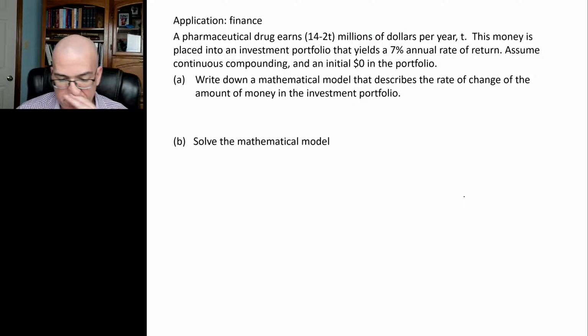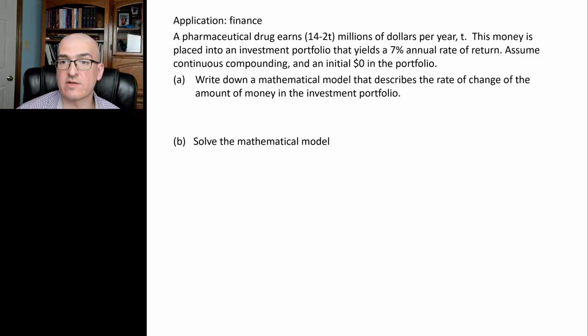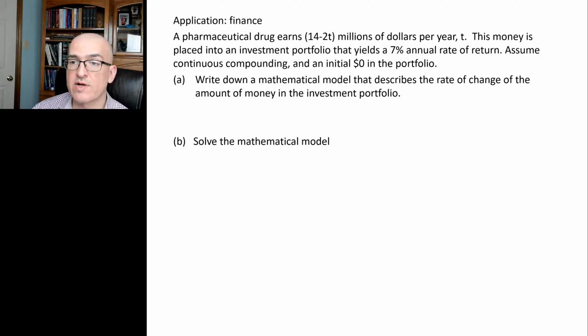Okay, here's another one, another type of model. We have a pharmaceutical drug that's earning some amount of money per year, 14 minus 2t, millions of dollars per year. The money's put into an investment portfolio that earns a 7% annual rate of return. Assume continuous compounding and initially $0 in the portfolio. Write down a mathematical model.